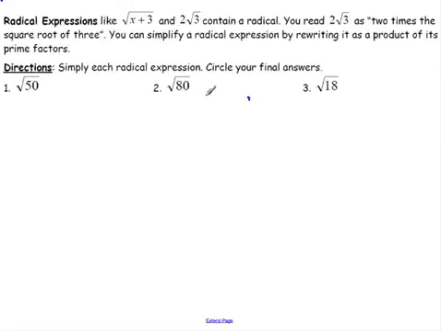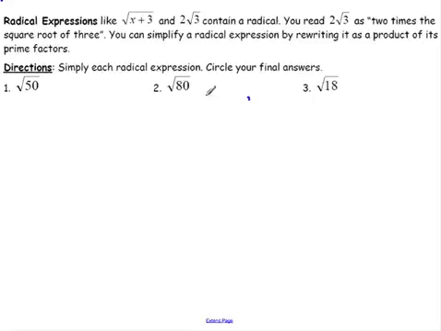Over the next few class periods, we're going to be looking at simplifying radical expressions. The majority of our time is going to be spent using the Pythagorean theorem. And when you use the Pythagorean theorem, you can either get approximate answers, sometimes decimal answers, or you can get exact answers. And what we're looking at today is exact answers.